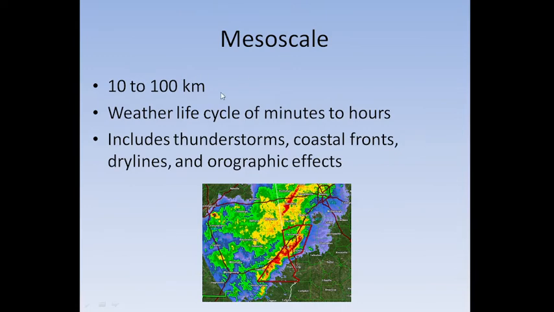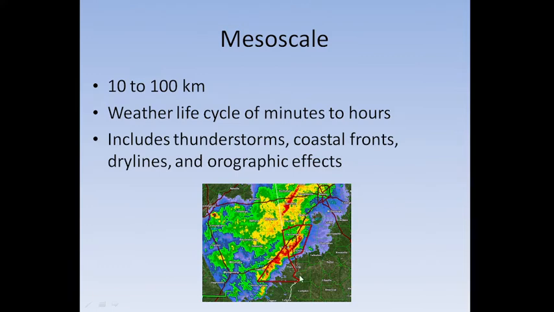Okay, so the mesoscale is 10 to 100 kilometers. Now we're down into the radar range. Weather life cycles are minutes to hours. This frontal system or squall line or convective weather is moving out fairly quickly. Within a few radar shots, that's gone. So minutes to hours. It includes thunderstorms, coastal fronts, dry lines, and orographic effects.